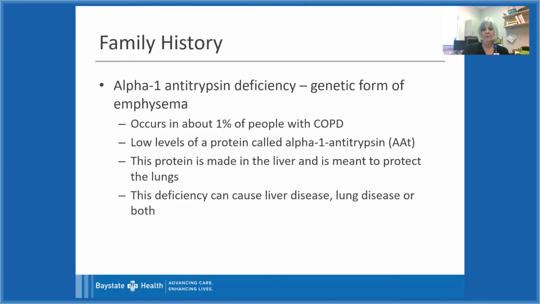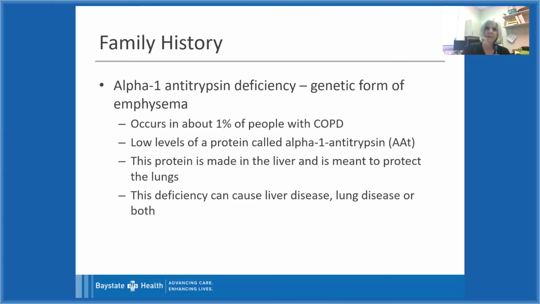Then we talk about family history. So one of the genetic forms, or the genetic form of emphysema, I should say, is alpha-1 antitrypsin deficiency. And this occurs in about 1% of people with COPD. So what happens is that this alpha-1 antitrypsin is a protein that is made in the liver, and it's really meant to protect the lungs from any kind of damage occurring. And so this deficiency of that protein can cause lung disease, it can cause liver disease, and or both. And so we'll talk about testing for alpha-1 as we go forward, but it is basically just a blood test that people have to have.